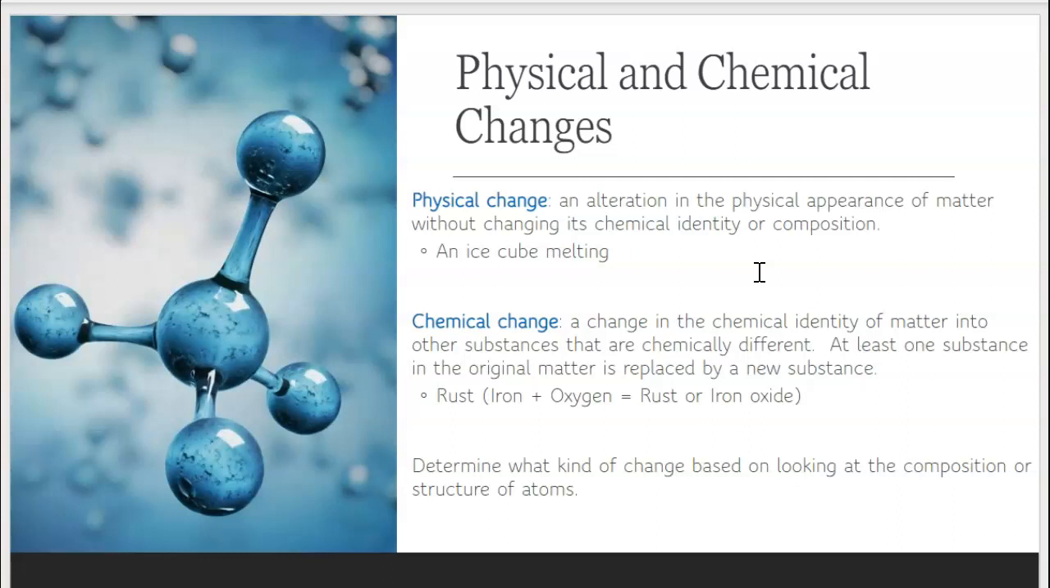A chemical change is a change in the chemical identity of matter into another substance that's completely chemically different. The best example of this is rust. So if you have iron, which is matter, okay, it's an element, and then you have oxygen from the air, and when those two things combine, they rearrange their matter to form a completely new substance, which is called iron oxide, better known as rust. This is a chemical change. So you can determine what kind of change it is by looking at the composition or the structure of the matter, or specifically looking at atoms, which we're going to talk about next week.